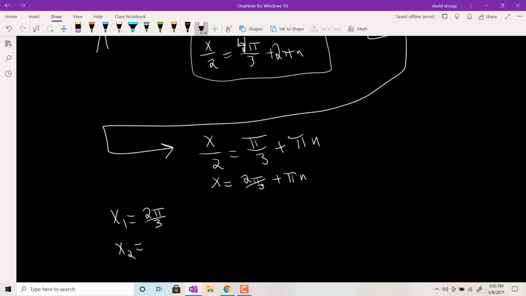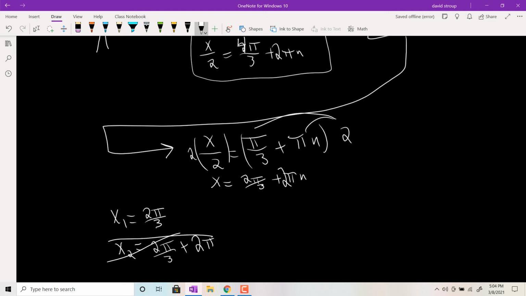Another solution, whoops, did I multiply this by 2? I did. Whoops, and I screwed up another one. So originally it was this, and then when you multiply both sides, you get 2 pi over 3 plus 2 pi n. I messed that up, I'm sorry. Then there is no x2, right? Because you would have 2 pi over 3 plus 2 pi times 1, right? And that would be bigger than 2 pi, so we would throw that out. So there's just one solution.